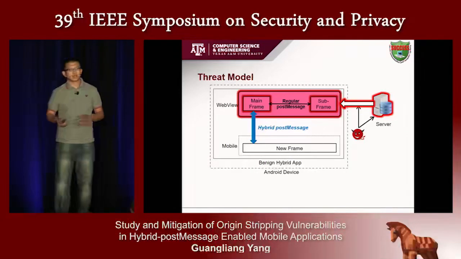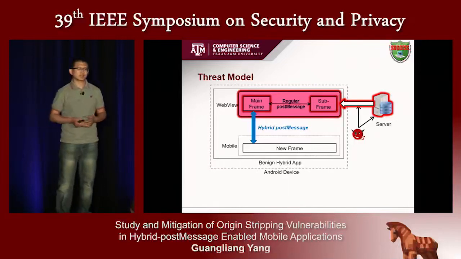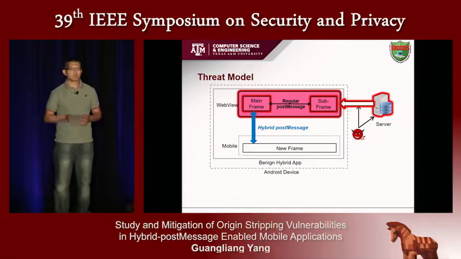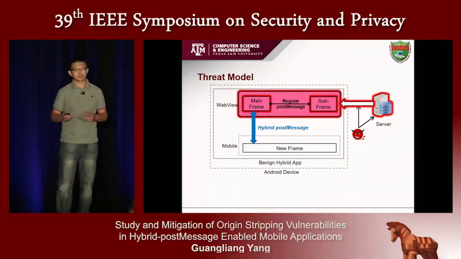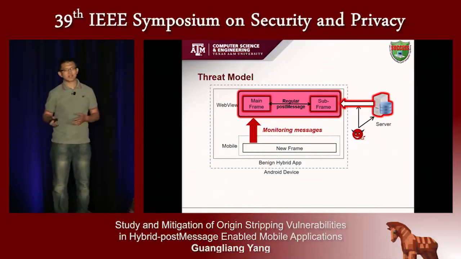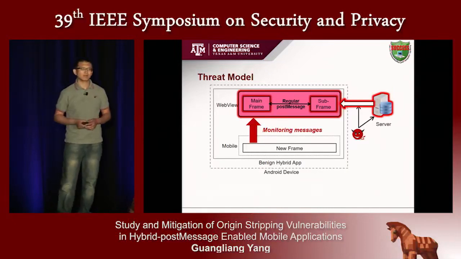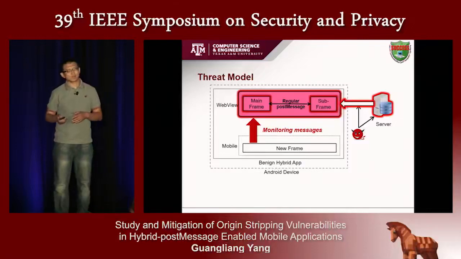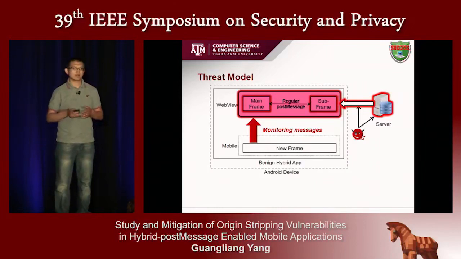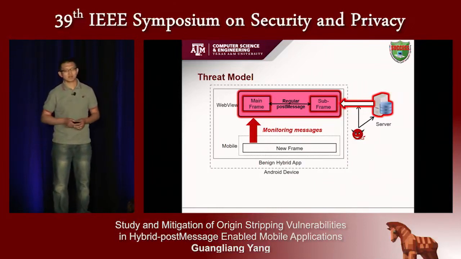In this way, an attacker can still get the capability to directly attack hybrid postMessage. As introduced before, there may be two attack patterns. The first pattern is that malicious code can monitor any messages from the mobile platform. And if the message contains some sensitive information, the attacker can steal it and may send it out.